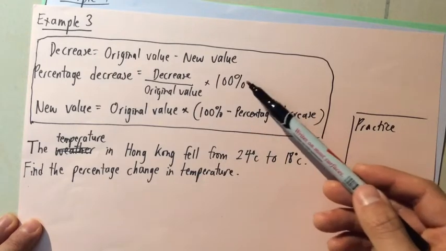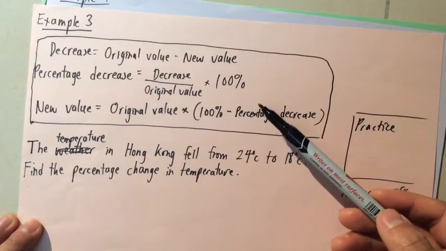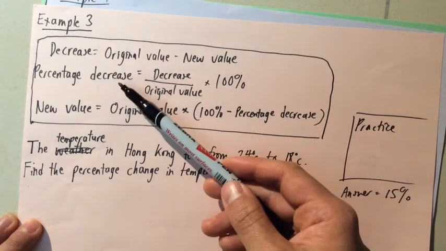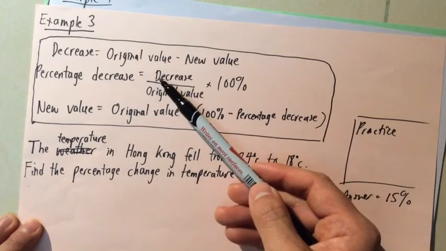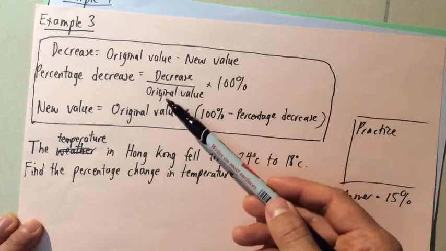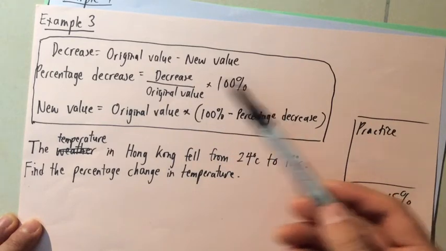Okay, so what do you notice different about these two formulas compared to calculating the percentage increase? Okay. For this formula, we see that increase is just replaced with decrease here. The formula is basically the same. Okay, you divide it by the original value and you multiply it by 100%.